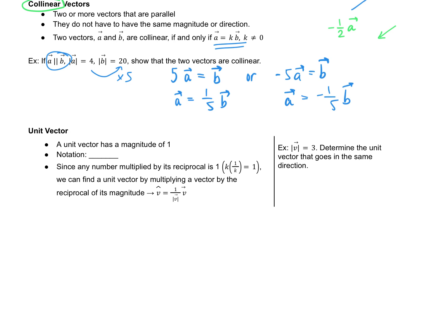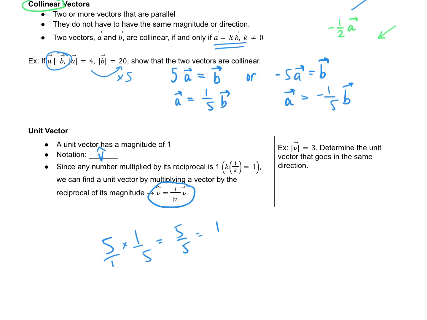Finally, unit vectors. A unit vector has a magnitude of 1, and the notation we use, instead of an arrow on top of the letter, we use this little hat. And that implies that it's vector v with a magnitude of 1. And we can turn any vector into a unit vector using our knowledge of multiplying a number by a reciprocal. If I have a number, let's say 5, and I multiply it by its reciprocal, so the reciprocal of 5, or 5 over 1, is a fifth, that would give me 5 over 5, which is 1. So if I multiply a vector by the reciprocal of its magnitude, I will create a unit vector.